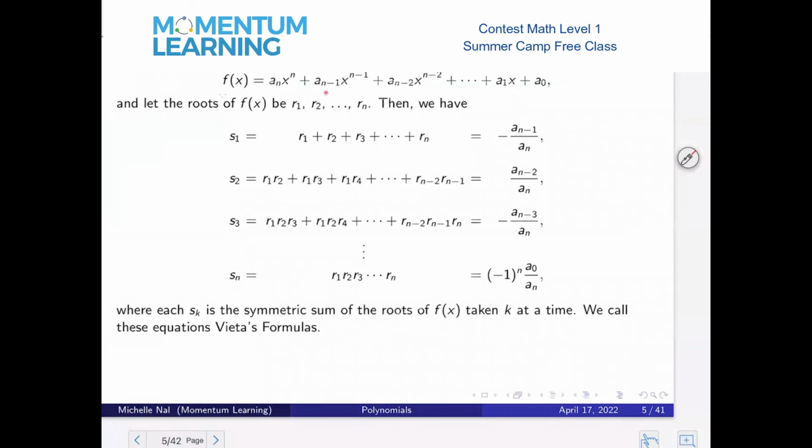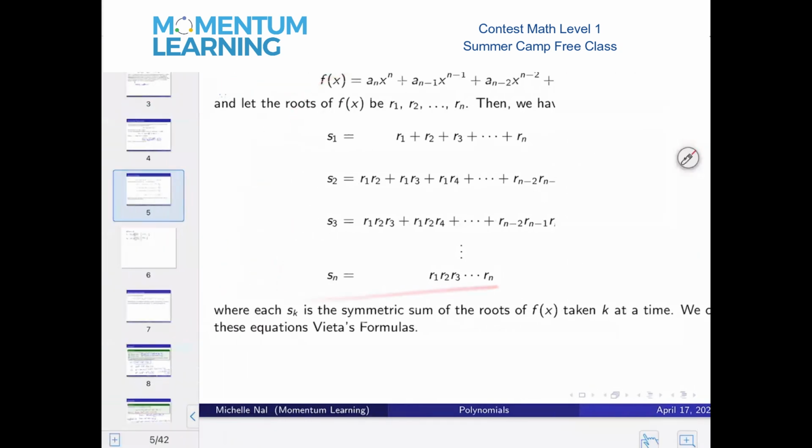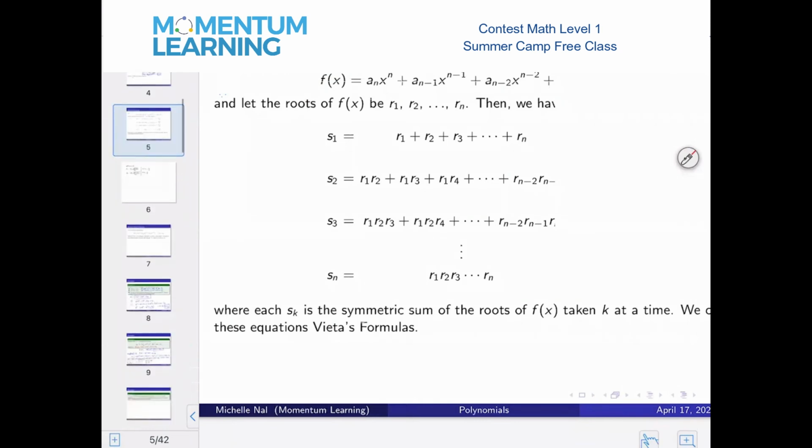So the sum of the roots, no matter what the degree, is always negative a sub n minus 1 over a sub n. When we multiply the roots 2 at a time, it is a sub n minus 2 over a sub n, and then it goes on. If I want the product of the roots, it depends on whether it's an even degree or an odd degree, then it is negative 1 to the n times a sub 0 over a sub n. Okay. So this is what we are going to use in the coming questions. During the class, I go into more detail.